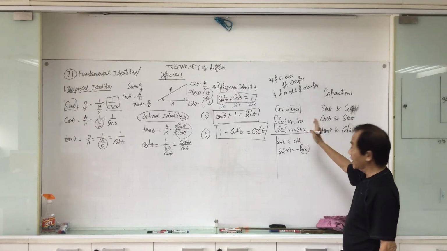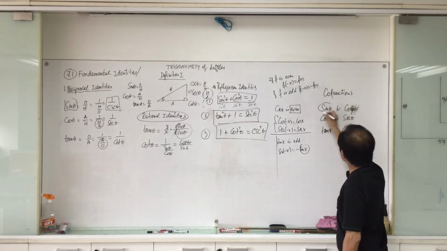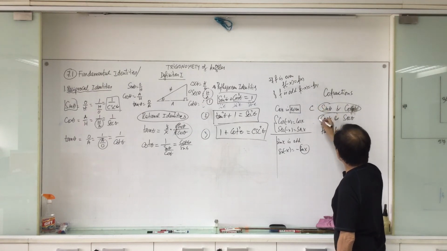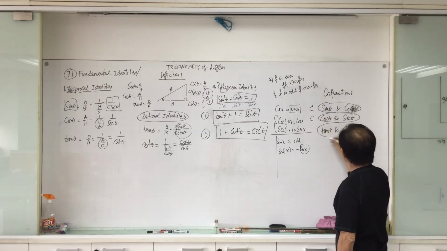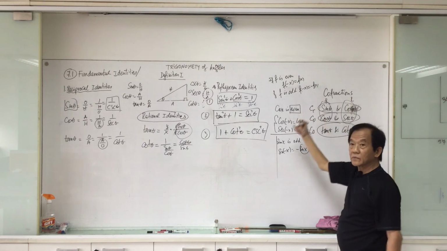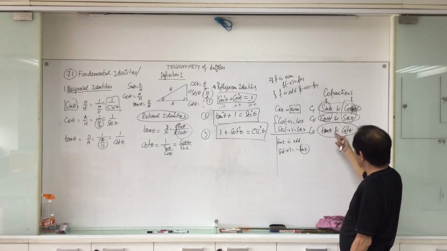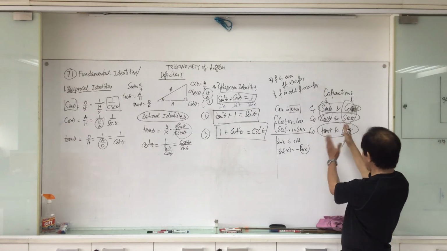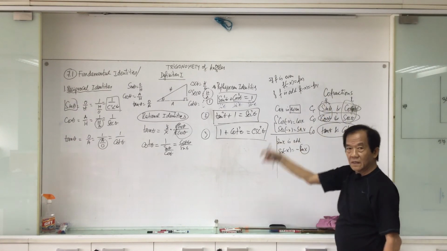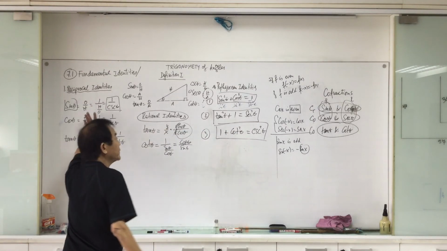Okay, now look, why arrange it this way? This one is cofunction. Okay, this one cofunction. This one is cofunction, and this one is cofunction. Okay, but this one is reciprocal. This one and this one are also reciprocal to each other. Only this one is both cofunction and reciprocal. So that's why I organize it this way. You can see the whole thing about cofunction and about the reciprocal functions.